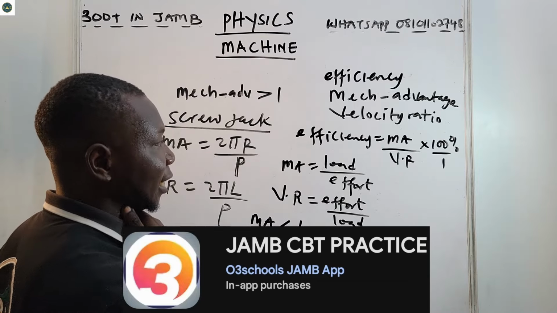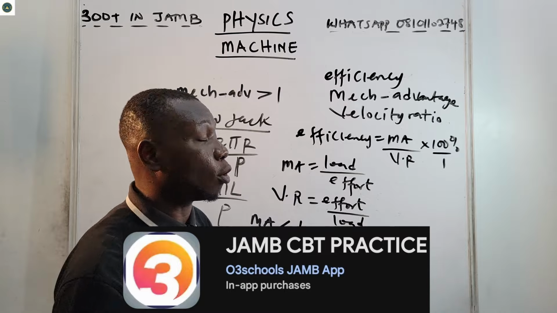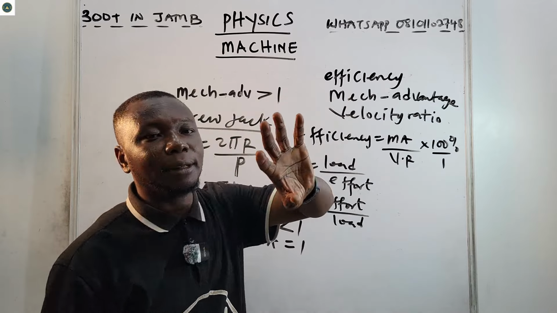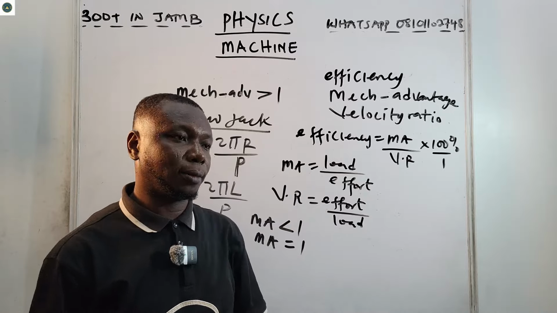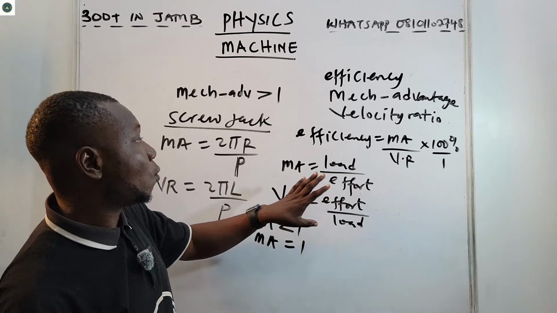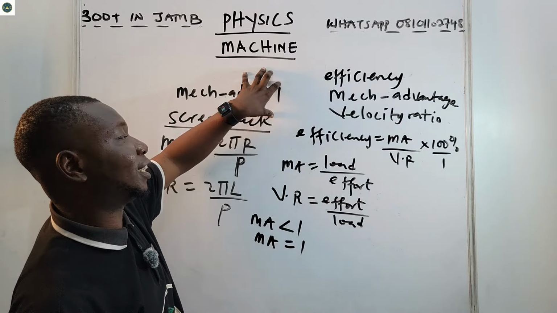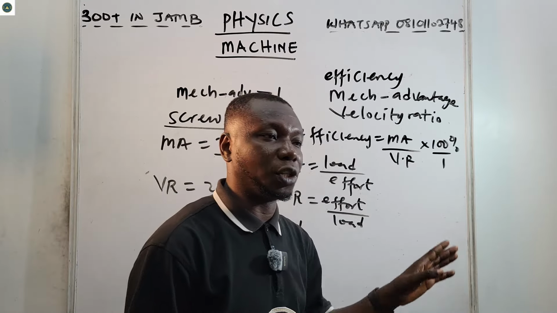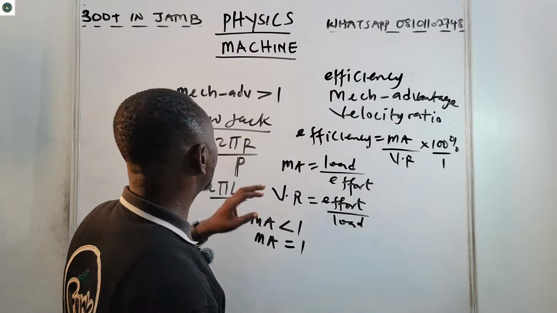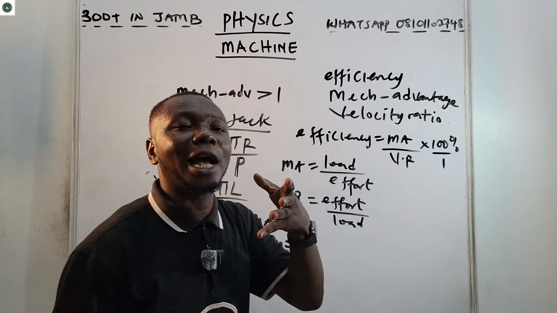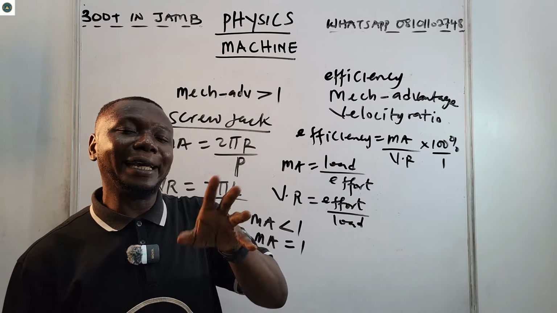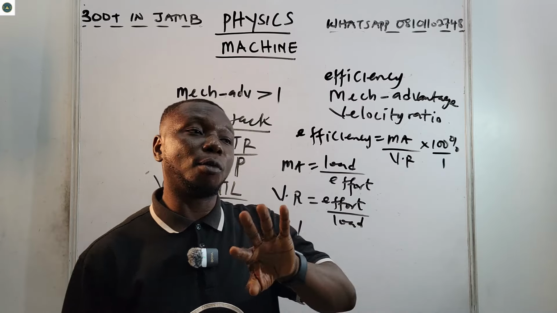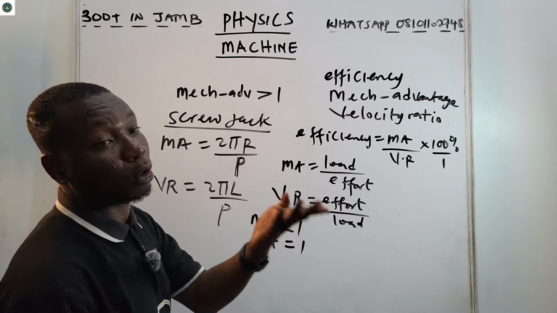So what we are saying is that most of the questions are coming from the machine. Now, what does that mean? Sometimes we have losses. We have losses in mechanical advantage, while in velocity ratio, losses are not put into consideration. So for mechanical advantage, we have losses in the form of heat dissipation or losses in the form of heat loss.